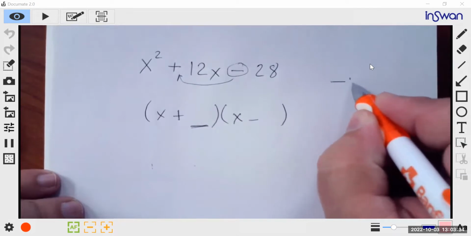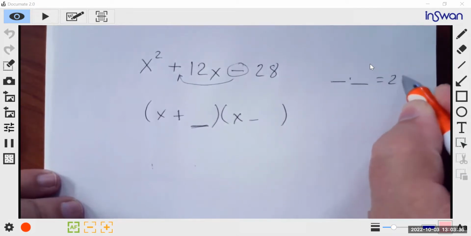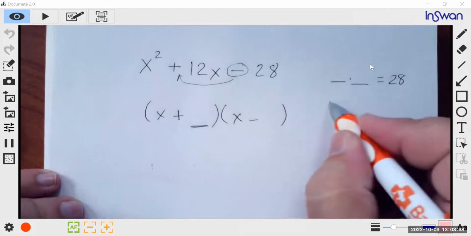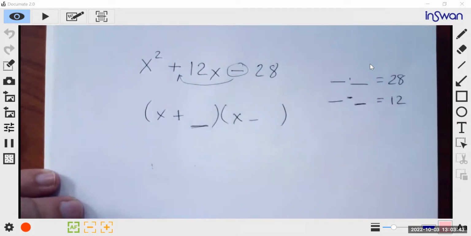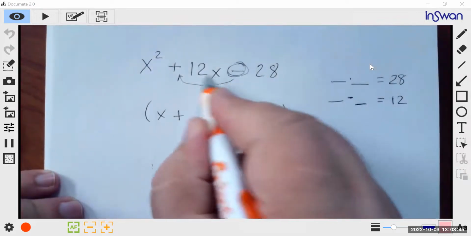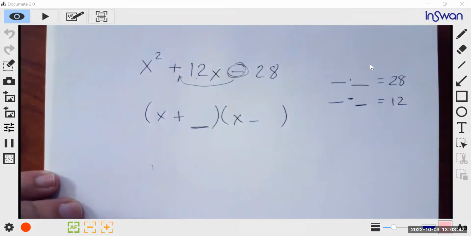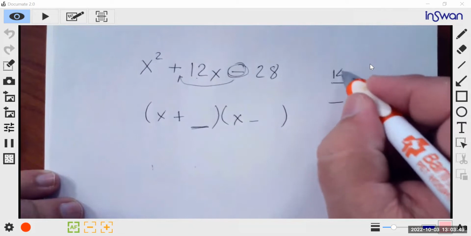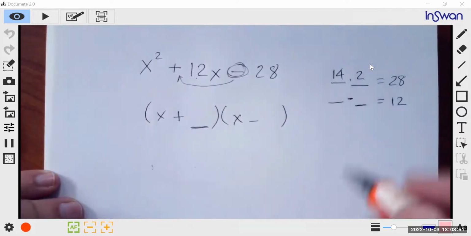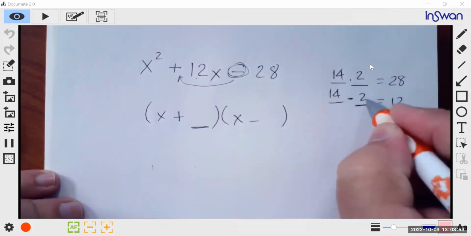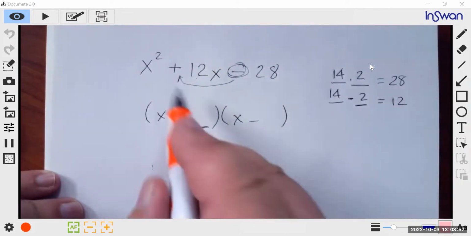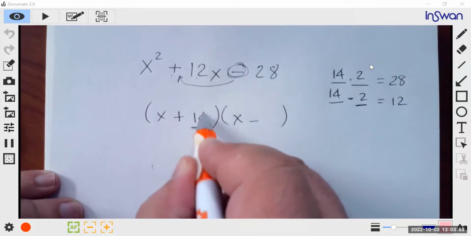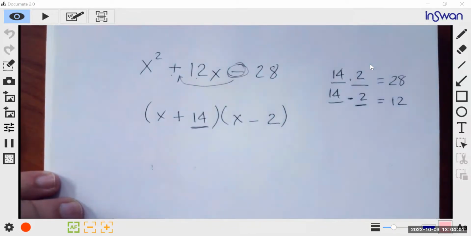So what times what equals 28? When you subtract them, you get 12. You subtract because of this, equals 12. 14 times 2, 14 minus 2. So those fit. That means 14 goes in the plus, and the 2 fits here.